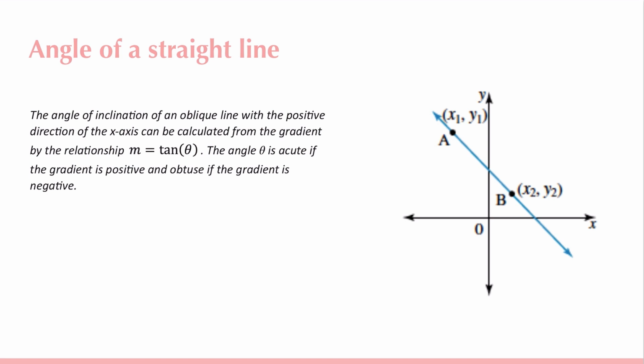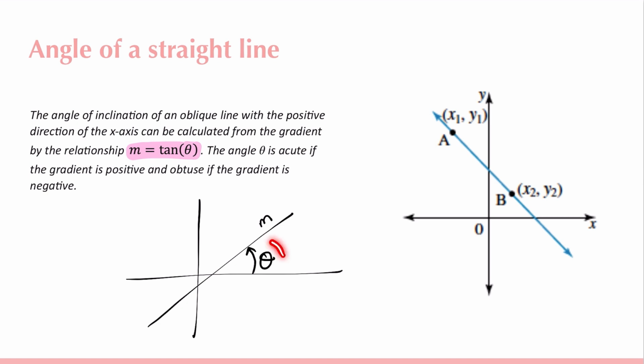So another really important feature is the angle of a straight line. Basically, there's a relationship between the gradient and the angle that the line makes with the positive direction of the x-axis. So generally, what we have is a line from the positive direction of the x-axis upwards that will give us the angle. So the gradient of that line will provide me with this angle.